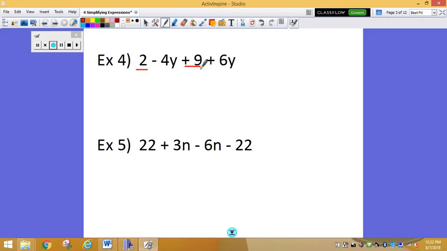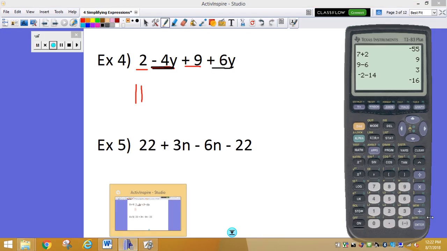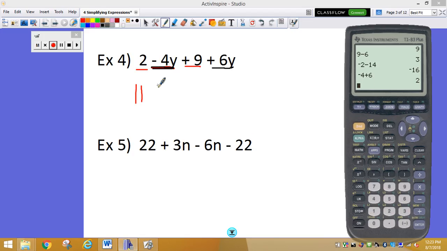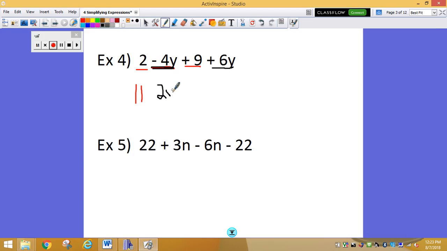2 and 9, I'm going to combine those. 2 plus 9 is 11. My y's, again, this is like the last problem. We're going to treat this as a negative 4. Let me do it in a different color. We're going to treat this as a negative 4. And then plus 6. So if you type that in, negative 4 plus 6, you get a positive 2. And remember, we're going to put the y with it. And if it's a positive, that means we're going to be using a plus sign. So example 4, you should have gotten 11 plus 2y.